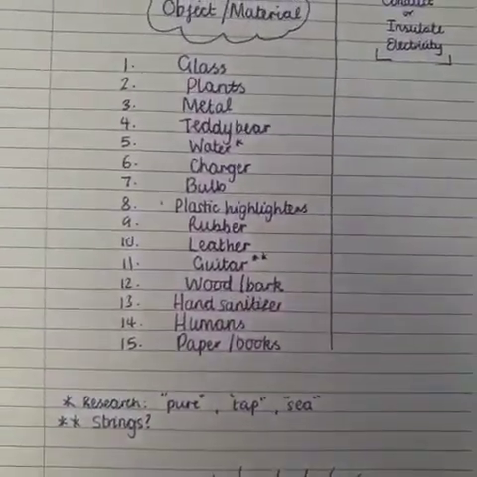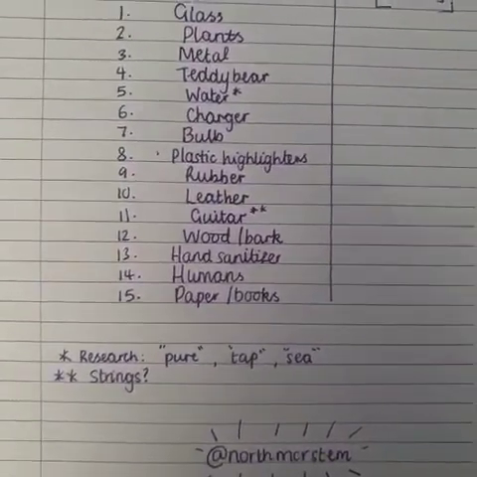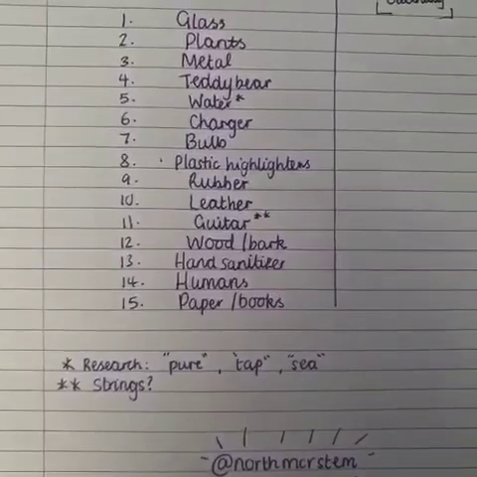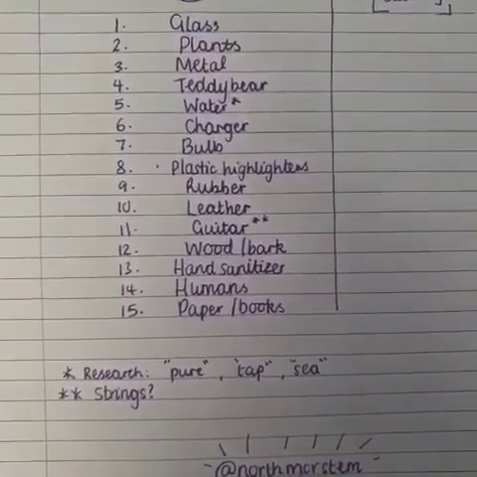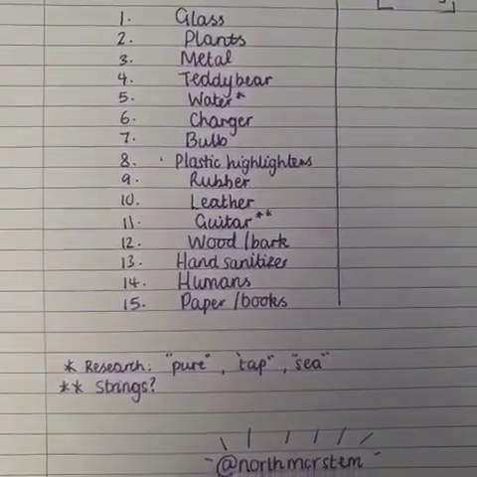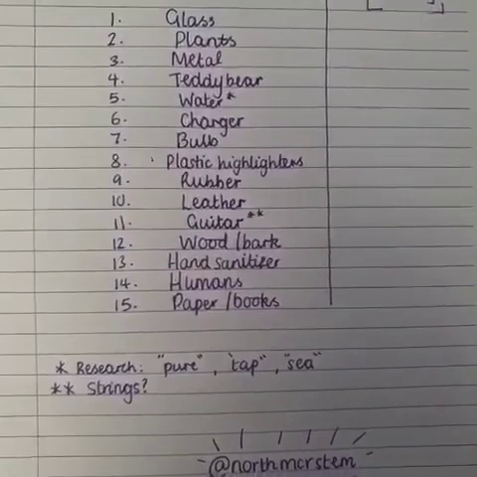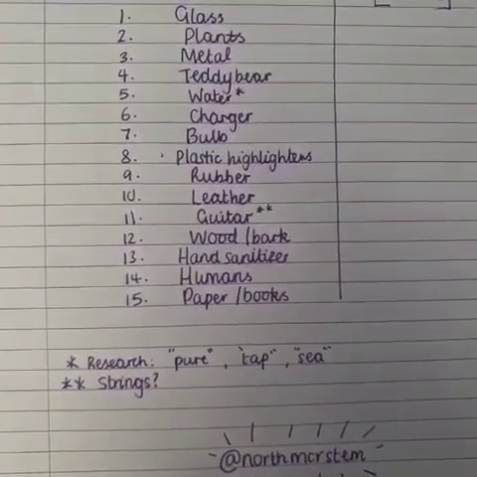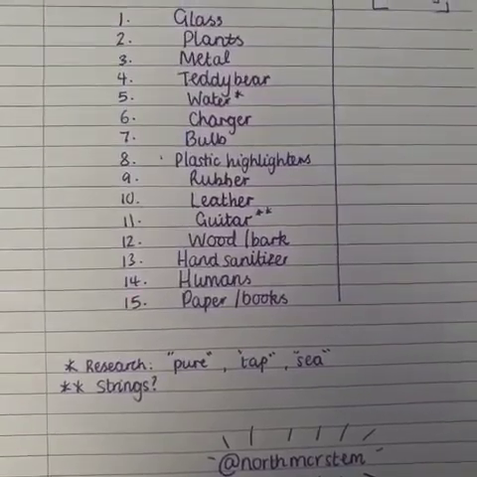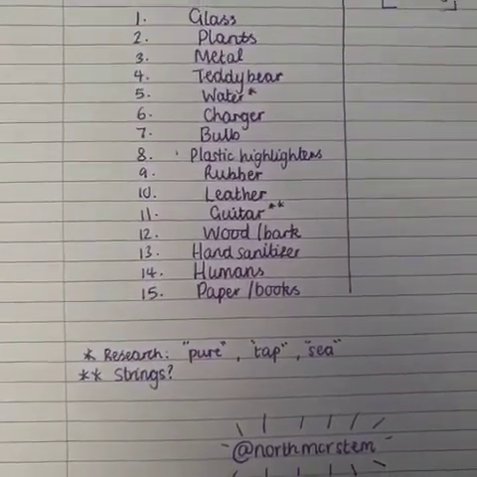Now, a couple of asterisks here. Number 5, water. I want you to research pure water, tap water and seawater, and think about the differences between how they conduct or insulate electricity. And that was a really interesting one, but it's super tricky. My other super tricky one for you was number 11, wasn't it? With the guitar, the electric guitar. I want you to find out if the electricity travels along the strings that you play with your fingers and if that would be safe or not.